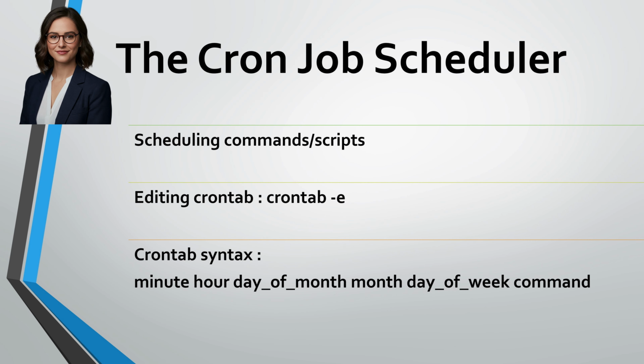Cron is a time-based job scheduler in Unix-like operating systems. It allows you to schedule commands or scripts to run automatically at specific times, dates, or intervals. You can configure cron jobs by editing the crontab, or cron table file. To edit your user's crontab, you use the command crontab -e. The crontab file has a specific syntax for defining when a job should run, as seen on the slide. For example, 0 3 * * * followed by the command path would run the script every day at 3 a.m.